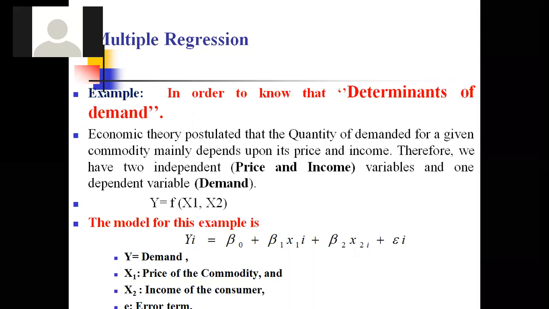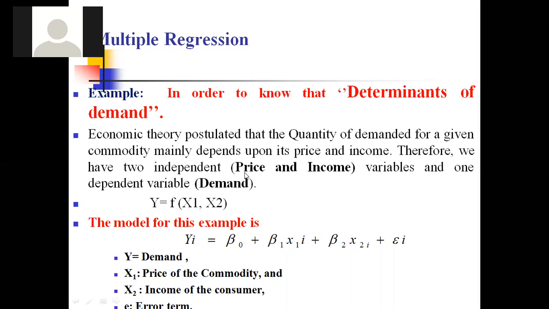psychological phenomena can also influence the demand. So there are different factors, different variables which can influence the demand. But for the practical exercise only, I have taken price and income, which influence demand the most. Therefore, we have two independent variables, the price and income variables, and one dependent variable, that is the demand. So generally in economic theory, we can write the equation or function: y is equal to a function of x1, x2.